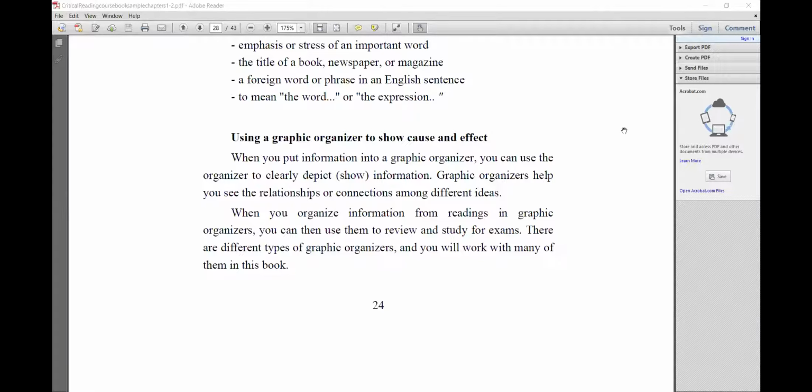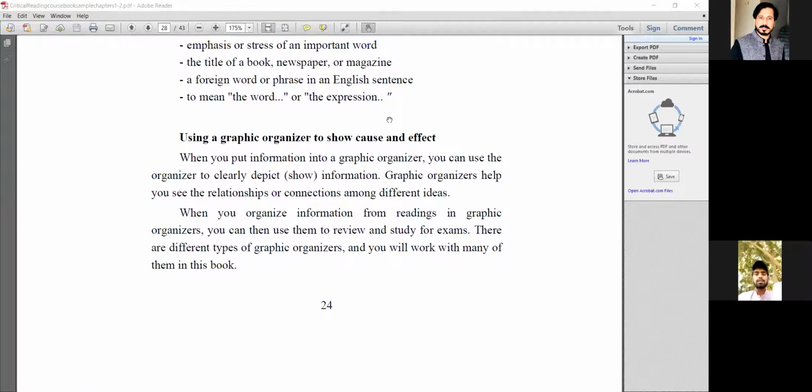You put information into a graphic organizer, you can use the organizer to clearly depict information. And with graphic organizers you see the relationships or connections among different ideas. They say, a picture is worth 1,000 words; you have probably heard this. A picture is worth 1,000 words, because you can talk about a picture. When you see a picture, you can obviously talk about 1,000 words about it. Similarly, these graphs help you understand certain ideas in a visual manner.